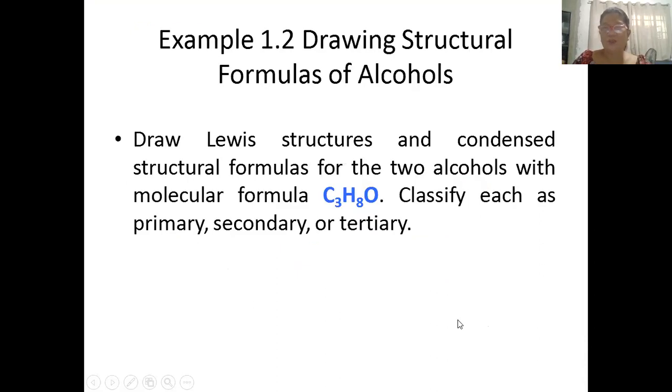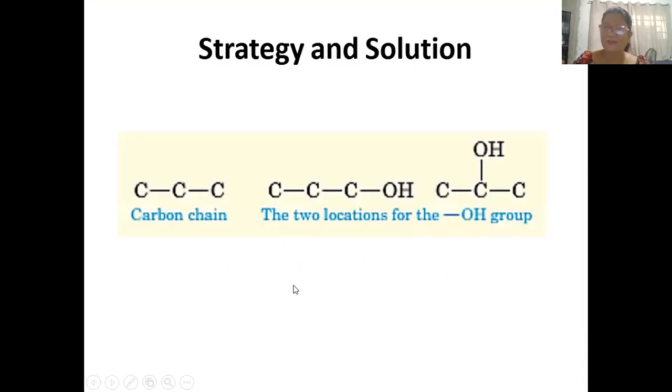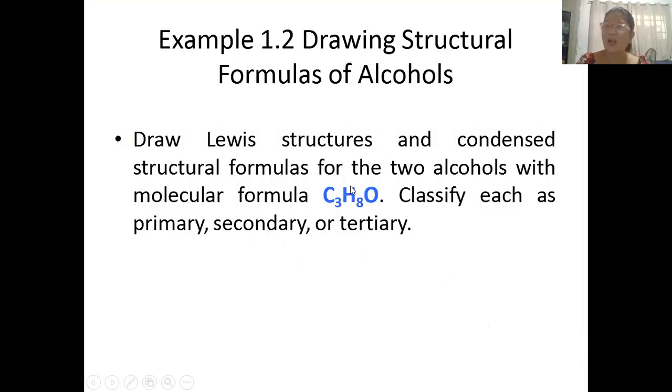So, we have an example here. Draw the Lewis structure and condensed structural formula of this, CH3CH2OH. What should we do? Then identify whether it is secondary or primary. First, how many carbons are there? Three. One, two, three. Start with your carbons.